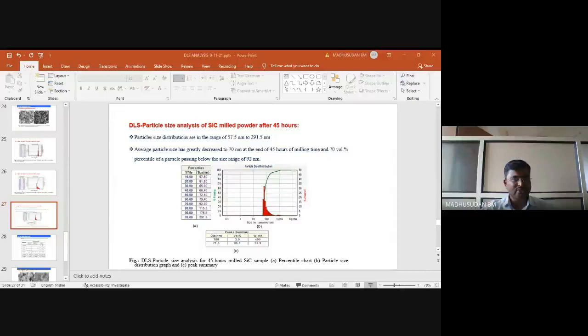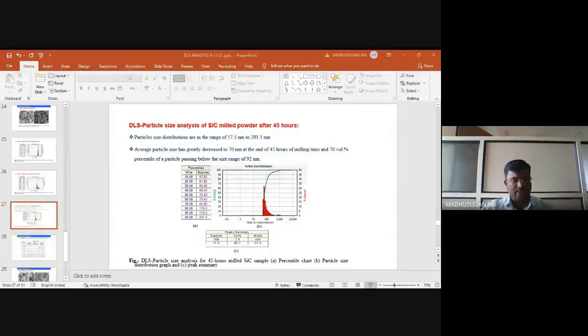So in the unmilled case, the powder that is purchased directly from the seller shows a particle size of 10 to 5 micron meter. And after 10 hours, the class A and class B size particles are not visible, and the class C size particles are visible. After 20 hours also, the class C size particles are visible.